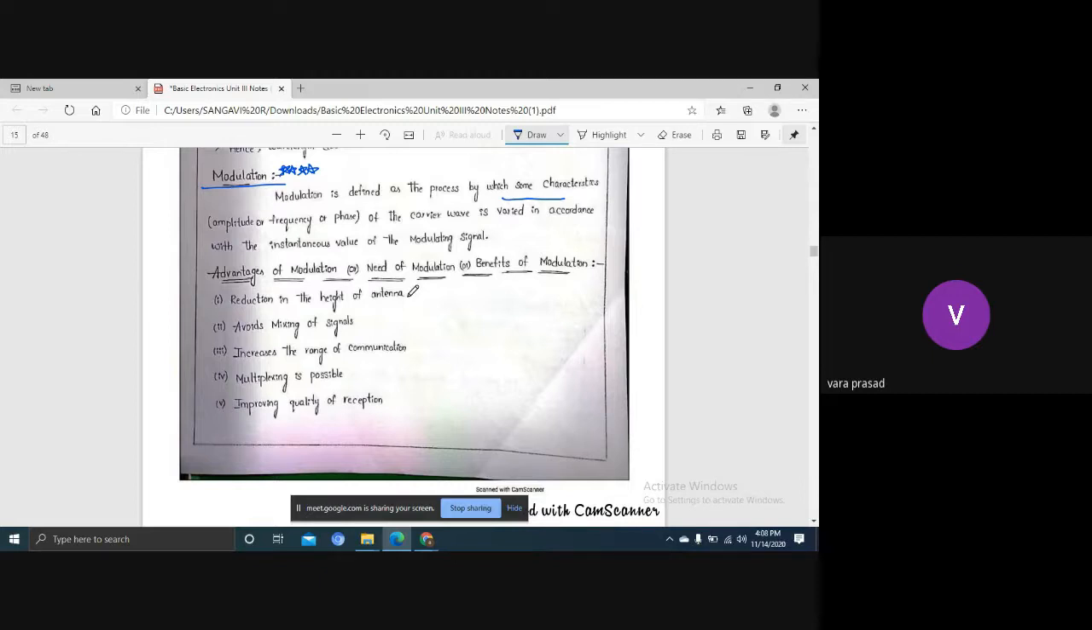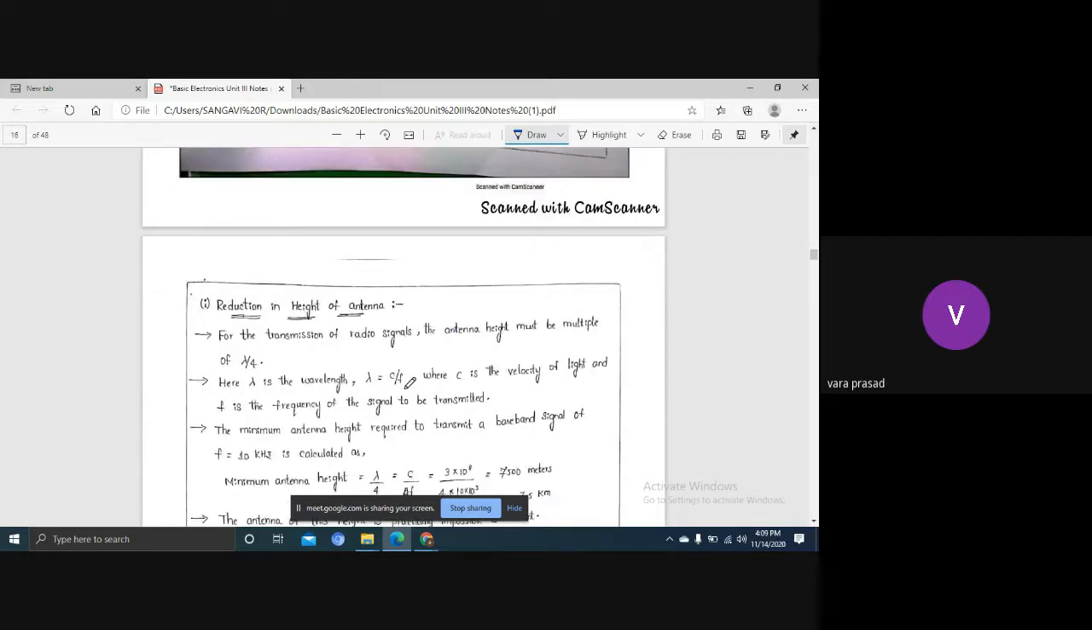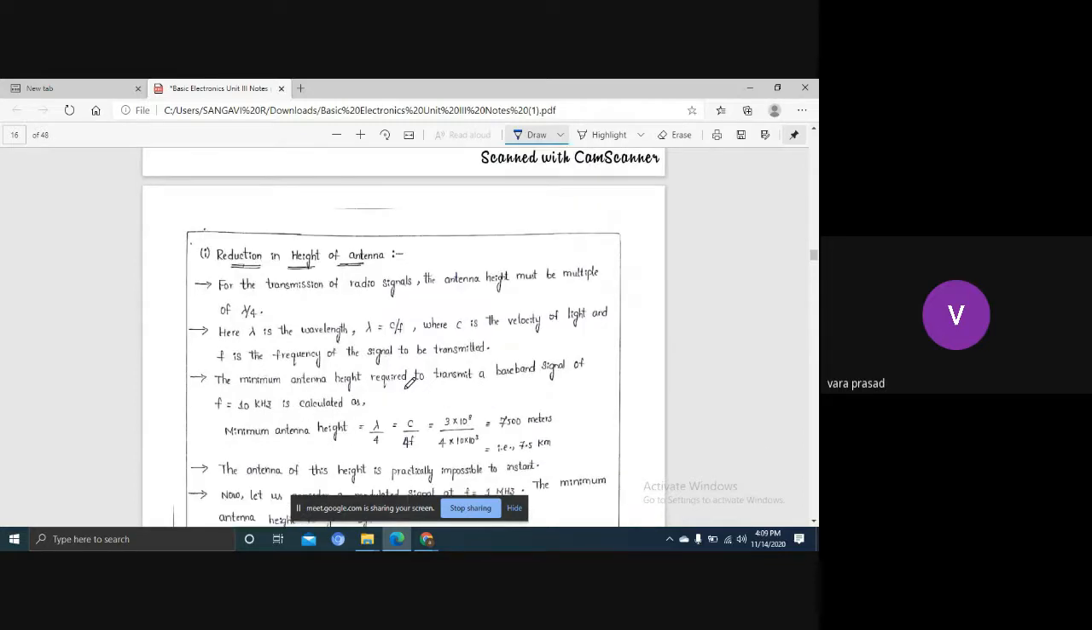Reduction in the height of the antenna. Avoid the mixing of signals. Increase the range of communication. Multiplexing is possible. Improving the quality of reception. Improving the quality of reception means that when you are receiving the signal, you get good quality, without any loss of the signal.